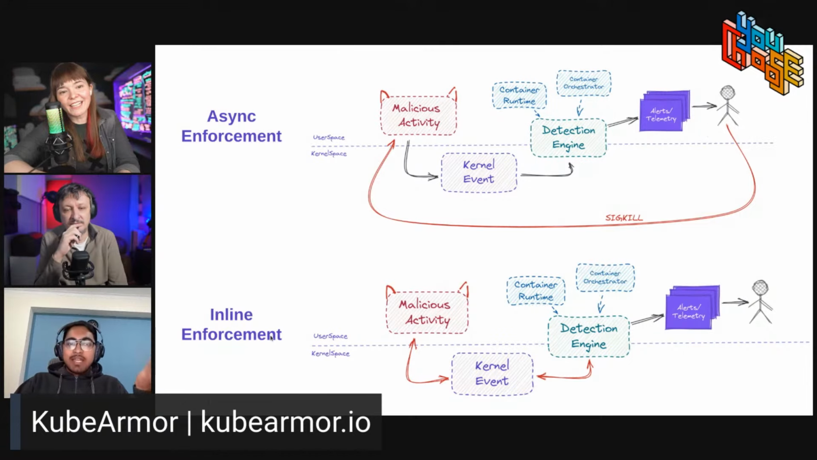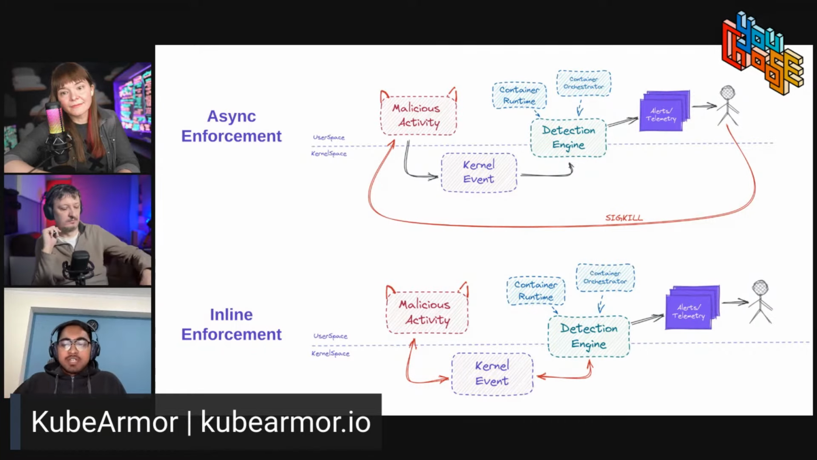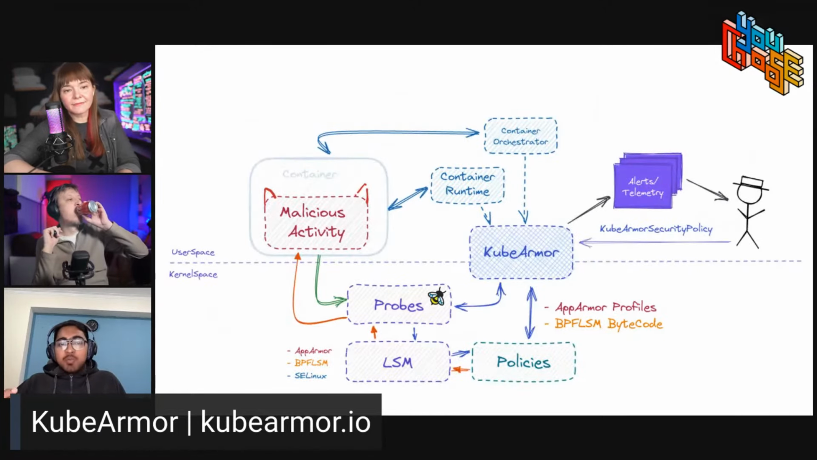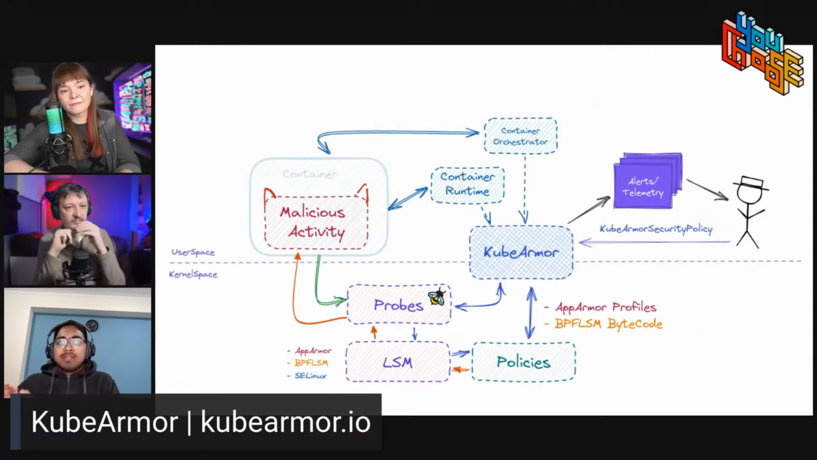And that's where inline enforcement comes into picture. As soon as the malicious activity happens, it is denied then and there itself, preventing any further damage. And KubeArmor utilizes Linux security modules and eBPF to provide that inline enforcement to you, so that the malicious activity can be contained when and as it happens.